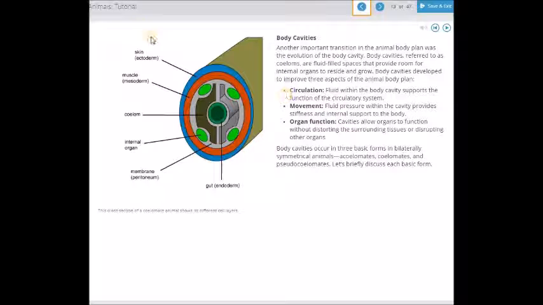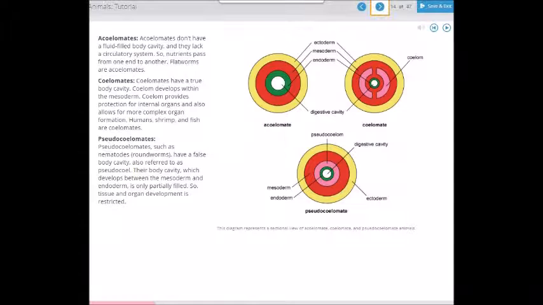This only happened when you get a higher organism, a highly developed organism. So the next level of evolution involved actually coeloms, which are these things right here. And there's three groups of organisms. There's those that have a coelom. That's going to be these gaps right here.